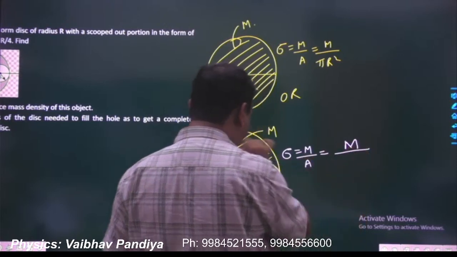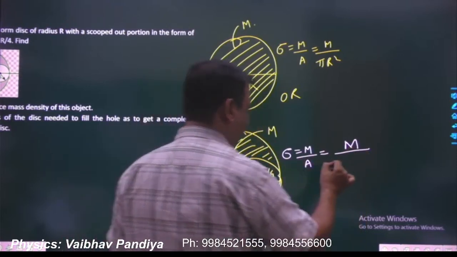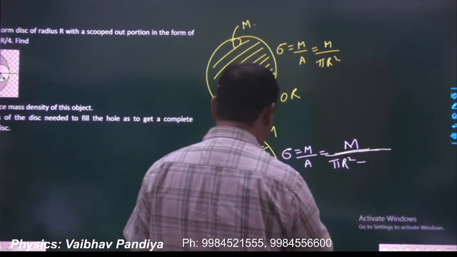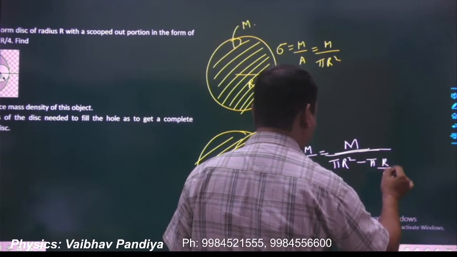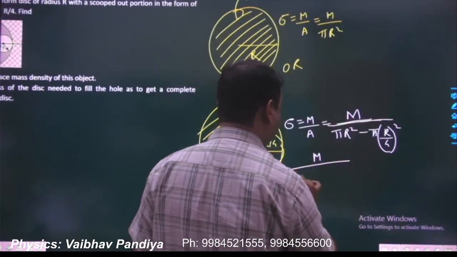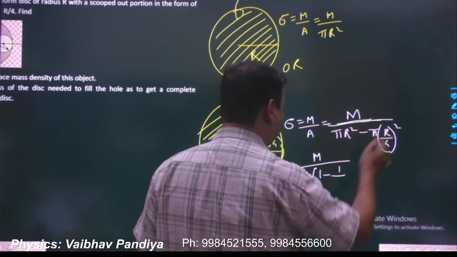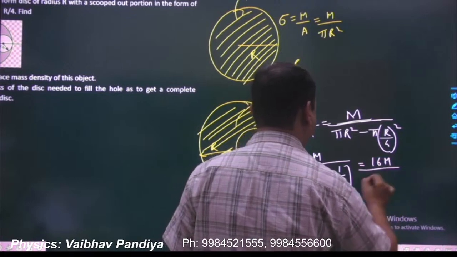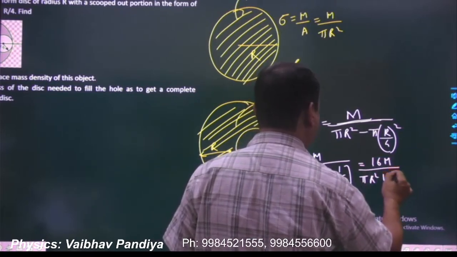Area you will take for the surface over which the mass is present. So total area would have been pi r square, but there is a cavity, so we have to subtract this area. So it will be pi r by 4 square. So in this case, your sigma will come to be m. You can take pi r square as a common factor: 1 minus 1 by 4 square, which will be 16. So you'll get 16 times m divided by pi r square into 16 minus 1, which will be 15. So this will be the value of sigma.